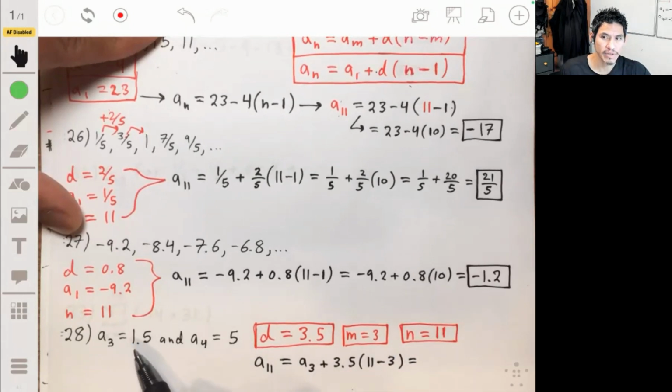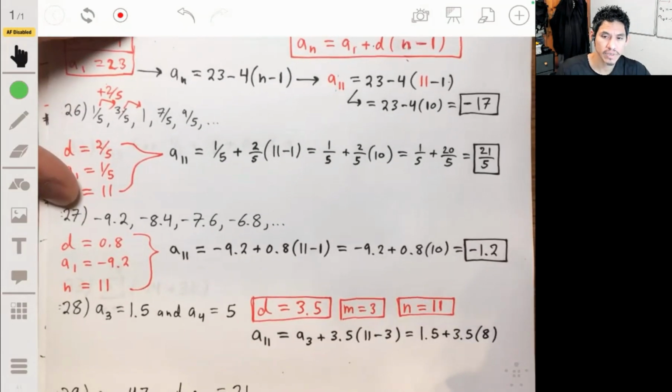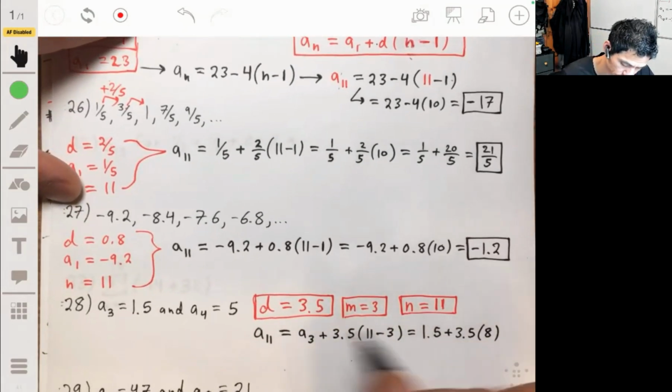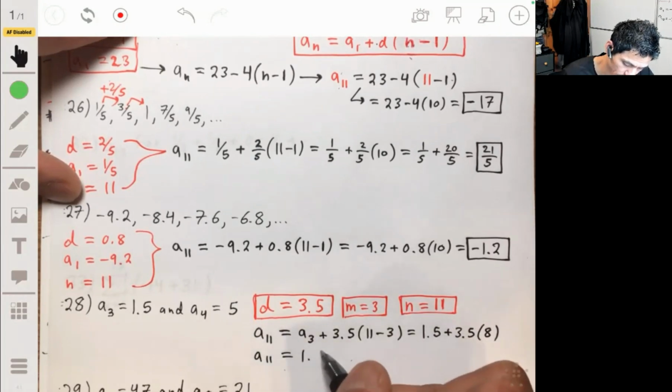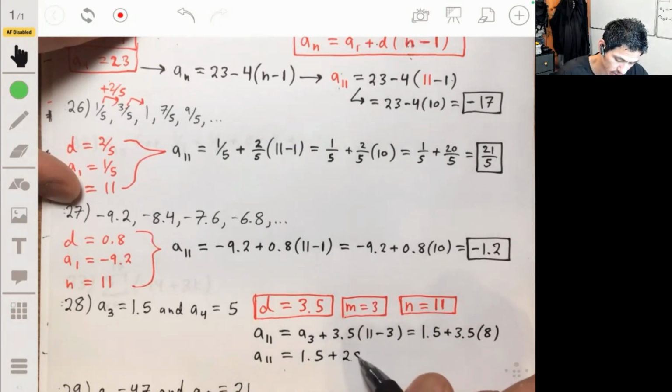A3 is our 1.5. 1.5 plus 3.5 times 8. So A11 will be 1.5 plus, 3.5 times 8 is 28. And so we'll get 29.5.